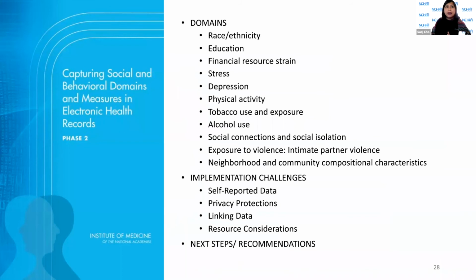So the second report, they really narrowed down the list of domains and include race, ethnicity, education, financial resource strain, stress, depression, physical activity, tobacco use and exposure, alcohol use, social connections and social isolation, exposure to violence, and then the neighborhood and the community compositional characteristics. Just a reminder, some of these items would normally be collected in an EHR, but the IOM committee kept them here in this list just to emphasize the importance of the information.